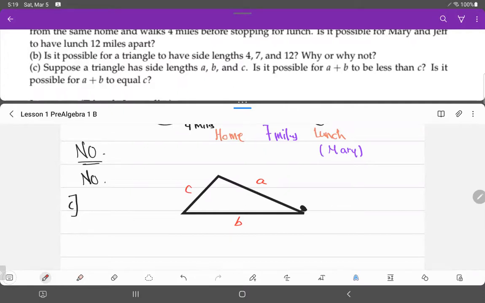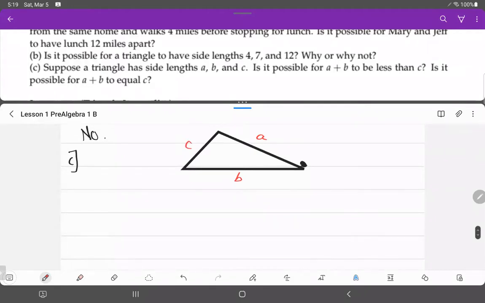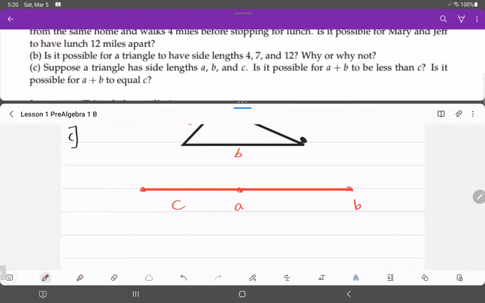Can they be equal? No, they cannot, because we mentioned the case of Jeff and Mary. This is home. If this is A, this is B and this is C, this is the only case where A plus B can equal C, or A plus C could equal B. It is the only way A plus B could equal C: a straight line. So it's not going to be valid for a triangle. A triangle cannot happen.